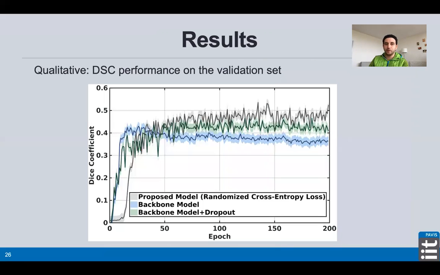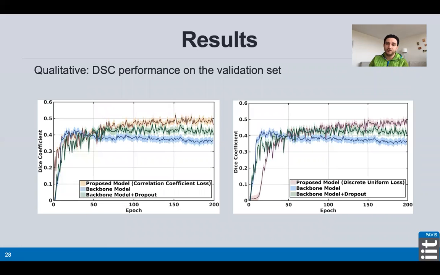This is also another result which shows the performance of our network during training on the validation set. As you can see, our model with the randomized cross-entropy loss function gives better performance with respect to Dice compared with both the backbone model and the backbone model plus dropout. And we have the same result if we check the other loss functions, for example, the correlation coefficient loss function and the discrete uniform loss function. Our model has the same behavior with the other loss functions as well.